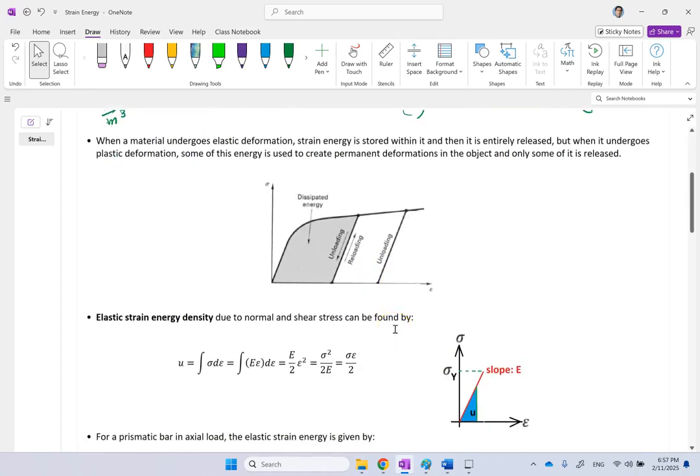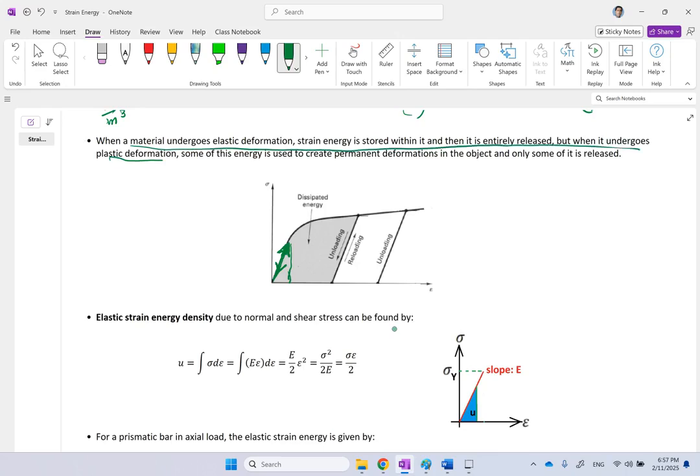Now, when a material undergoes elastic deformation, you know that it goes up and then comes down on the same path, going back to whatever it was. It's elastic. So all of the energy that you use to deform it, it stores and then gives back to you. So the material acts just like a perfect spring.